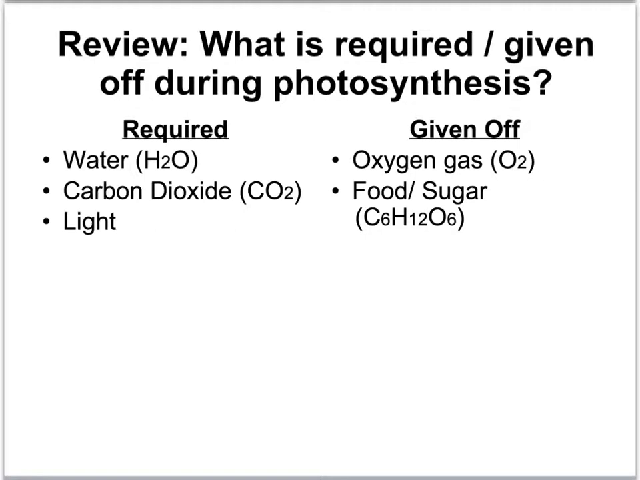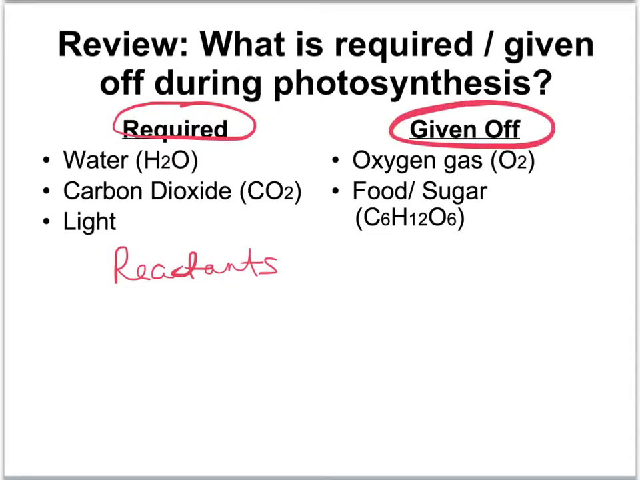Alright, just as a quick review, last class we talked about what is needed for photosynthesis and what is given off. So the requirements for photosynthesis, of course, are going to be the reactants in our equation, and then what is being given off, of course, is going to be the products. And photosynthesis is really important for life on Earth.